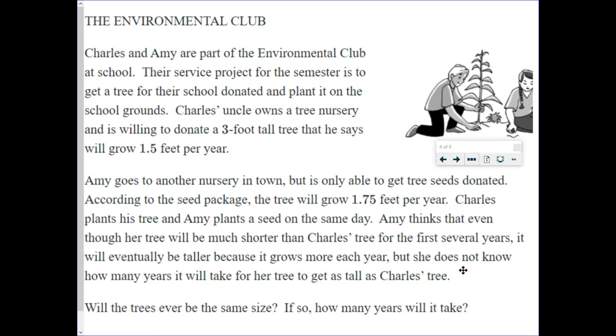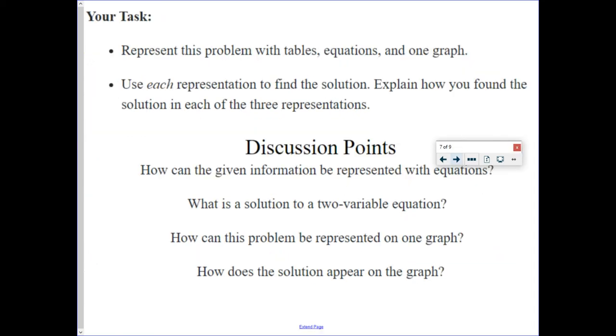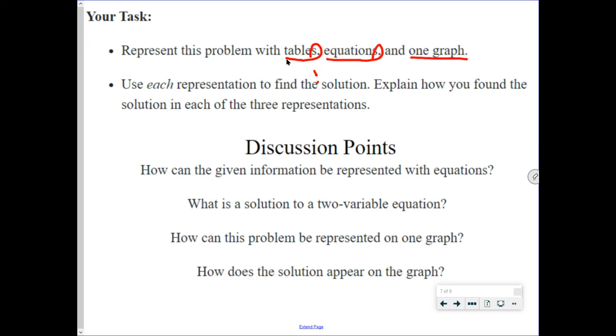And you look at the information there, because for homework, you are going to answer this problem. And we are going to address this problem in class on Wednesday, so you must have this information and you must have it done accurately. Here's what you're going to do. Your task: represent this problem with tables, equations, and one graph, okay? Tables, equation, and one graph.